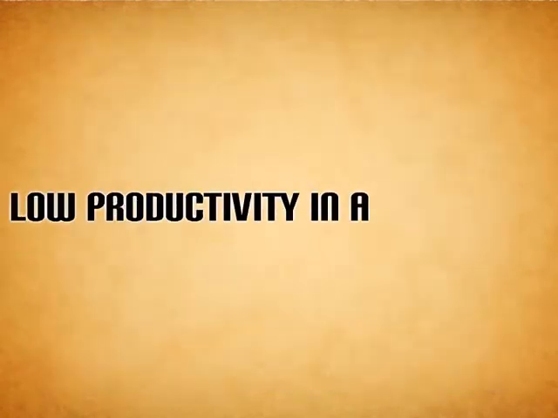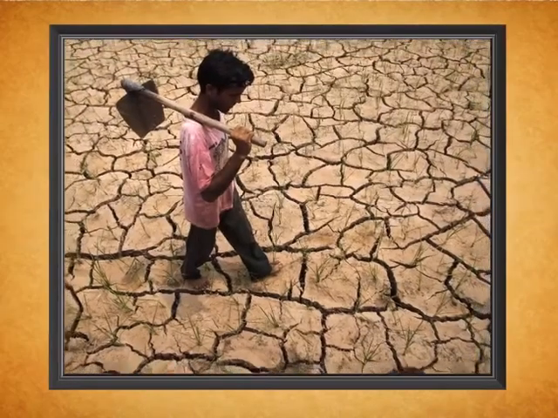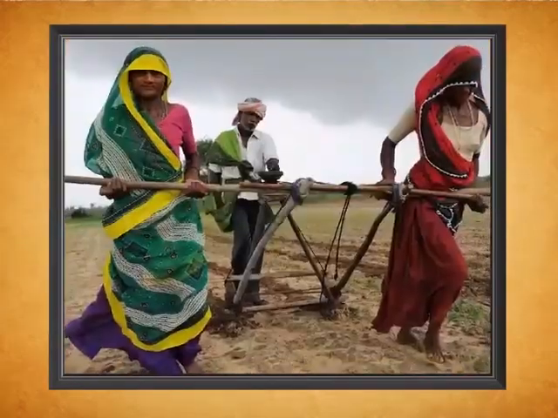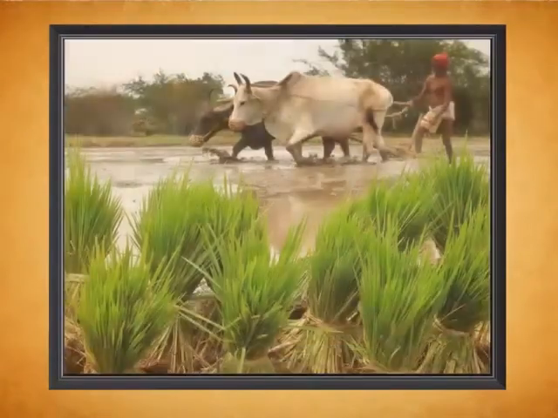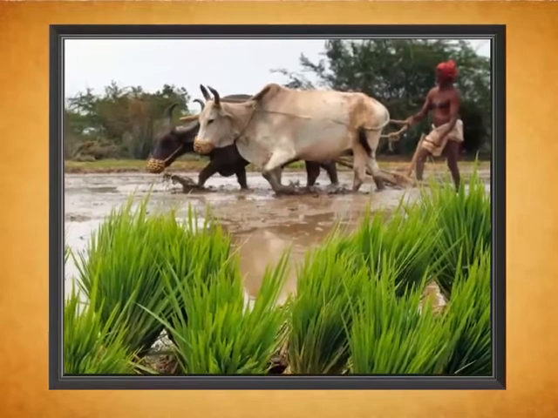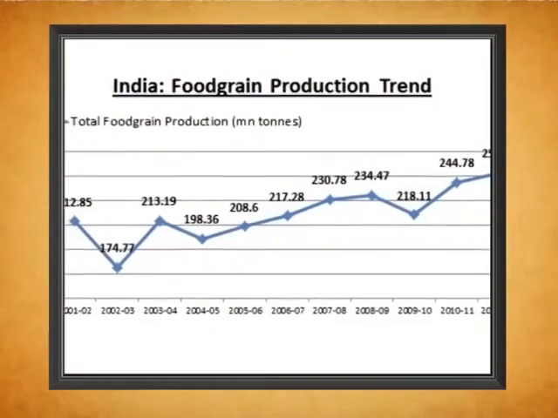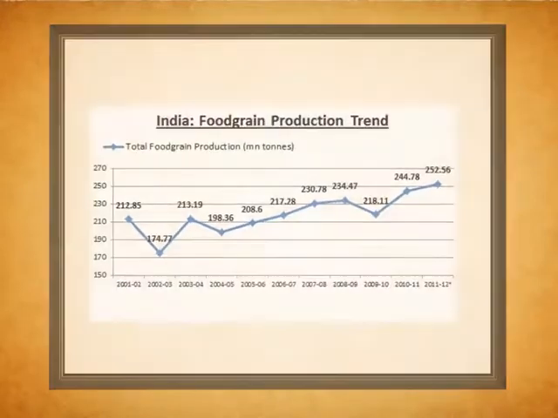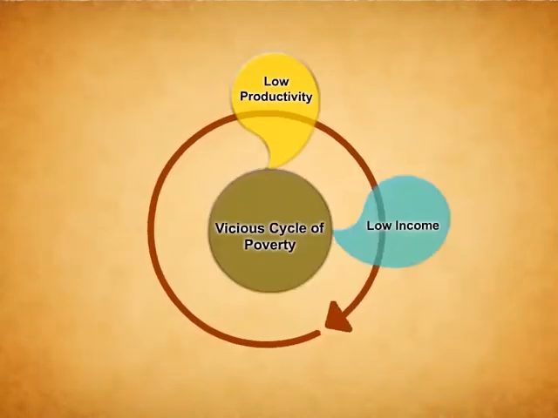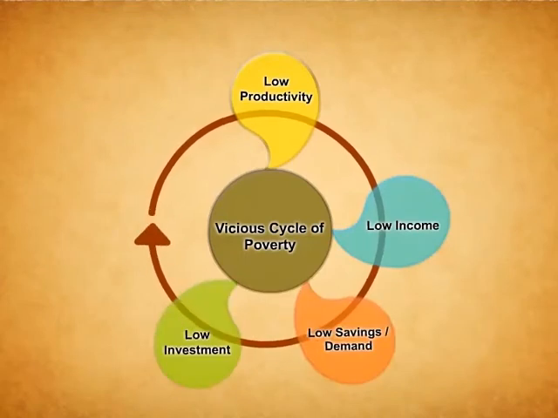Low productivity in agriculture. In India, large section of rural poor depends primarily on agriculture for survival. The use of traditional methods of cultivation, dependence on monsoon, use of old irrigational techniques, and lack of capital, etc., has resulted in low productivity in agriculture, which further worsens the economic condition of the people and trap them in a vicious cycle of poverty.